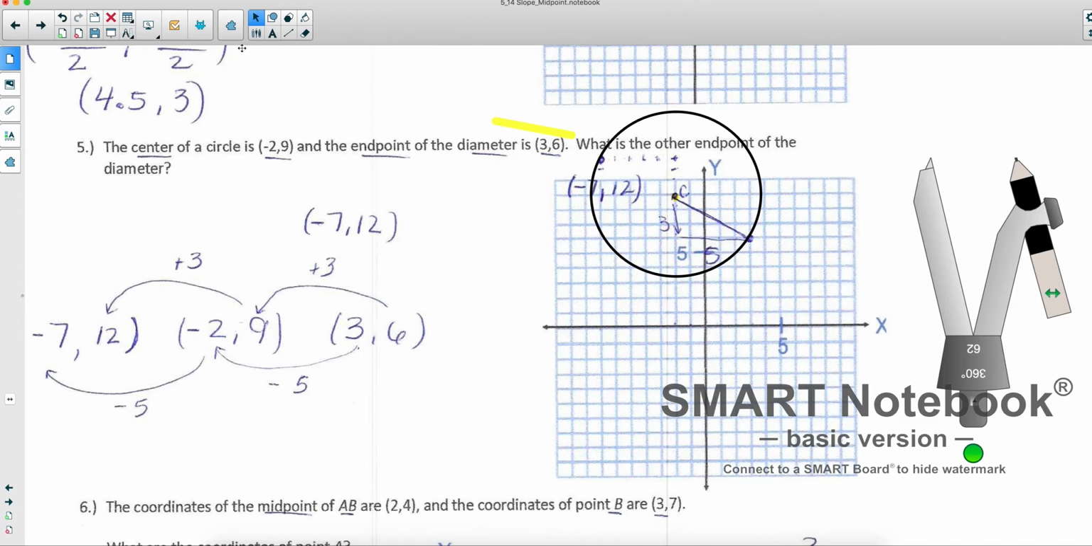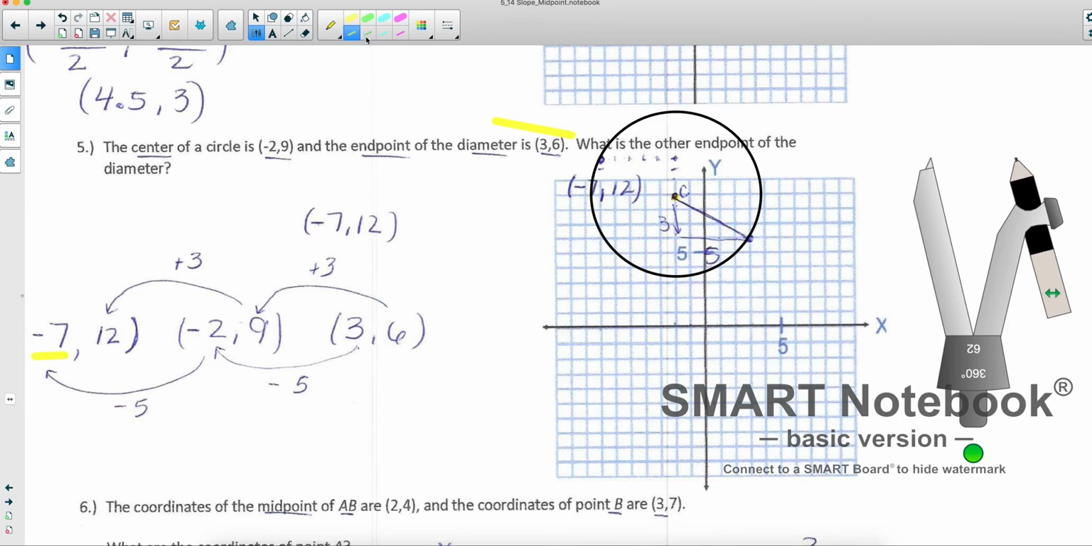Now the other way to think of this is by what I did over here. I start at my center and I'm given an endpoint. If I want to go from the endpoint to the center to the other endpoint, I'm going to work in the same direction. So if I go with my x values from 3 to -2, I subtract 5. That distance has to be the same. So I get my new x value by applying the same distance, subtracting 5. So -2 minus 5 is -7.